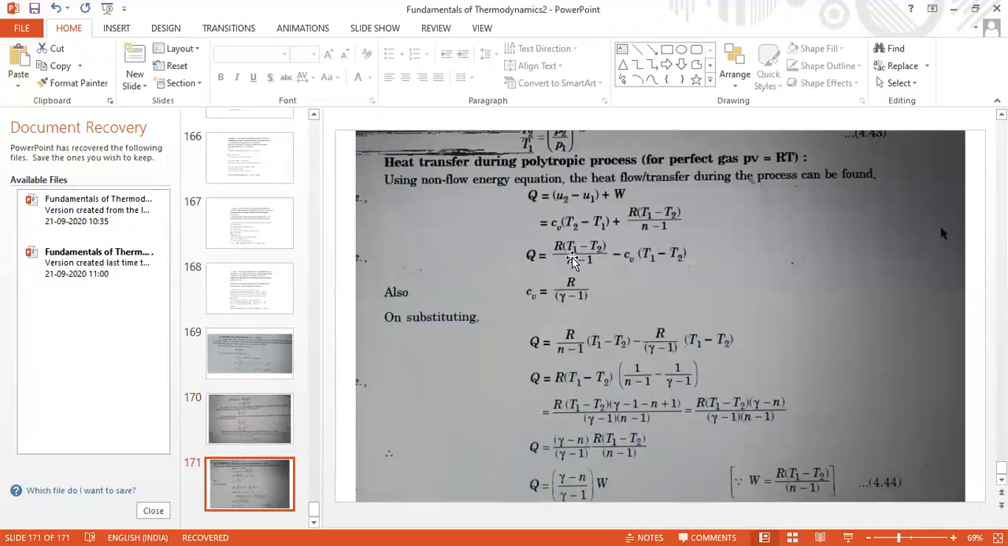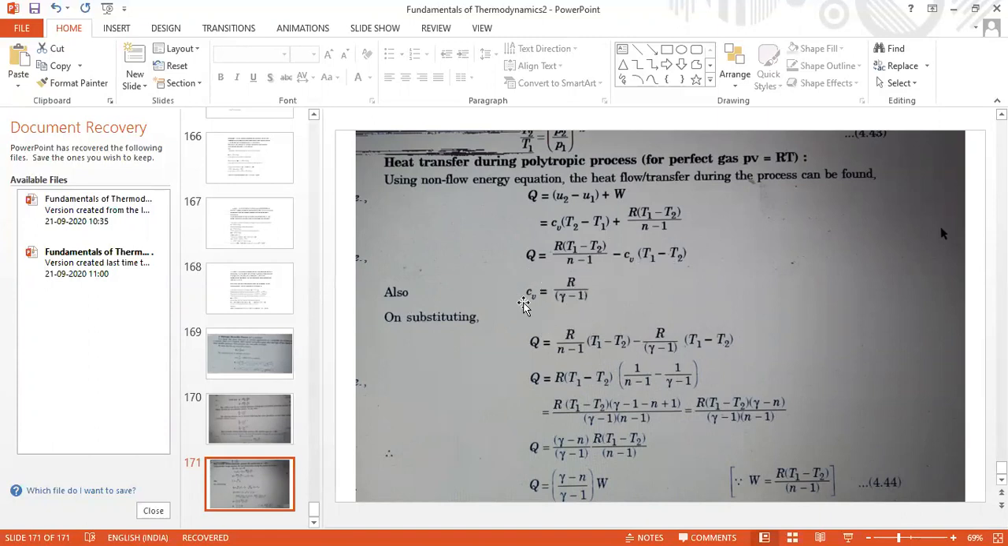We can have here C R T1 minus T2 by n minus 1, and here the sign is changed, and the term in the brackets is written as T1 minus T2, so that the value CV into T2 minus T1 remains constant. That means here plus CV T2 minus T1 is changed to minus CV T1 minus T2. These things we are expected to observe, and we have CV value R by gamma minus 1.